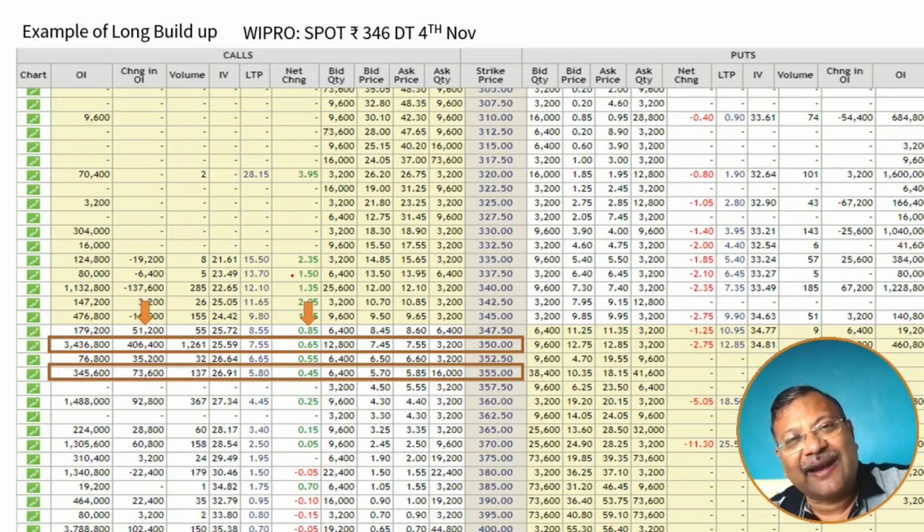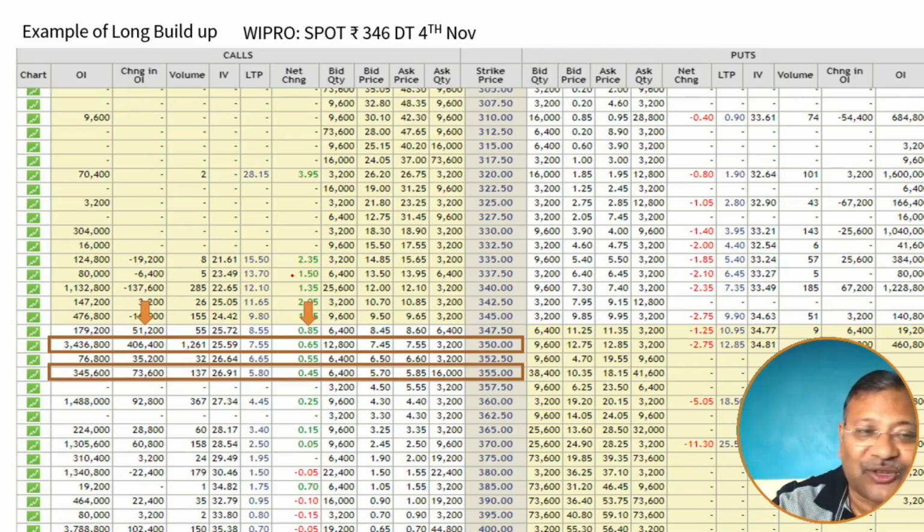Now let's have a look at an example of a long build-up. For this purpose, I've taken the option chain data of Wipro when the spot price was 346, on 4th November. So this obviously will be the at-the-money point. Now look here at this point. Open interest is pretty high. Change in open interest is positive, which means open interest has gone up. And the price is also positive.